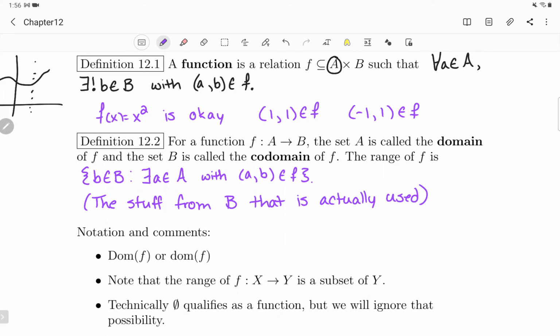Some books will combine that word range and codomain and just call them both range, and you just have to use context clues. Your book uses codomain to mean the potential outputs, right? And the range are the actual outputs you use. So for example, sine of x potentially could output any real number, but in actuality, it only outputs between -1 and 1. Okay, so that's the difference we're talking about.